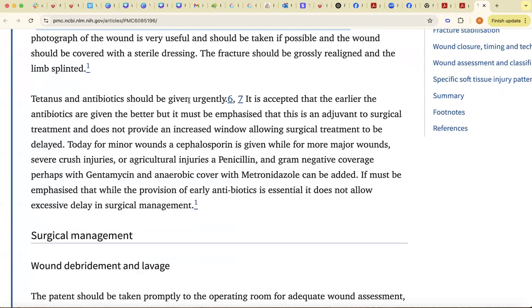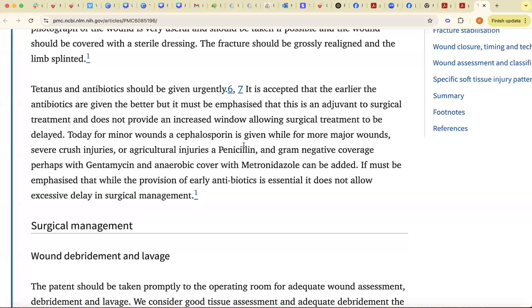Tetanus and antibiotics should be given urgently. This is one of the first things that we would do. It is accepted that the earlier antibiotics are given, the better, and it must be emphasized that this is an adjuvant to surgical treatment. The most important thing is that you check their tetanus status and you give antibiotics. Between tetanus and antibiotics, antibiotics are much more important because most of these open fracture wounds will be infected.